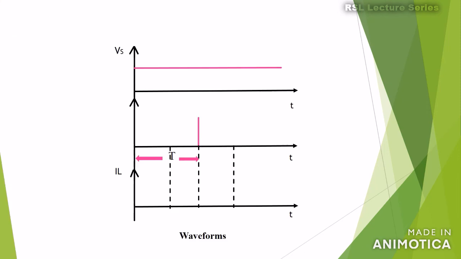So this is the waveform. Vs is the supply voltage. During on time of the chopper, as I said earlier, the inductor will start storing energy and the inductor current will rise exponentially. During off time of the chopper, this inductor current will start decreasing. Again when the chopper is turned on, it will start rising again. This is the waveform for the boost converter.